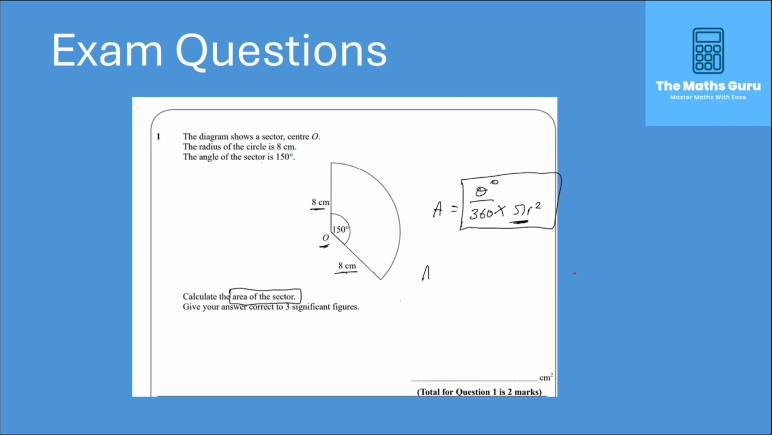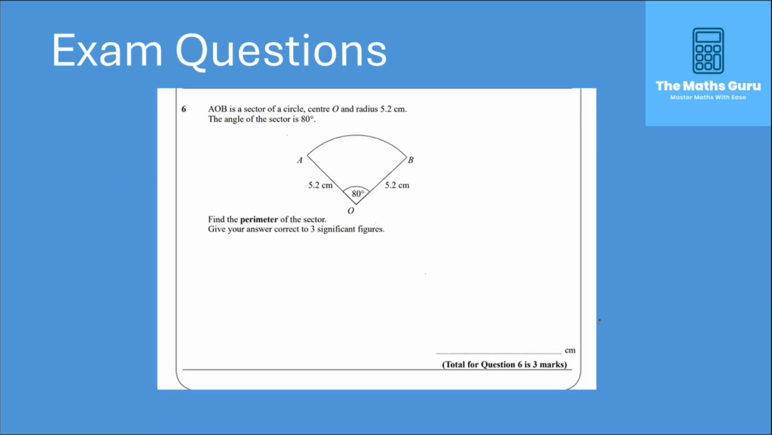Plug in our values now. We have area is equal to 150 over 360, because this is our angle, times pi, times our radius squared, which is 8 squared. Putting this into our calculator, we then get 80 over 3 pi, which is then equal to, to three significant figures, 83.8 centimeters squared.